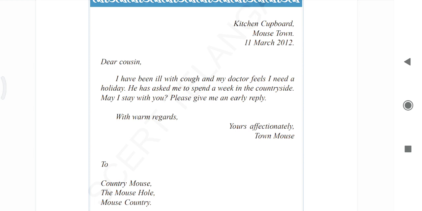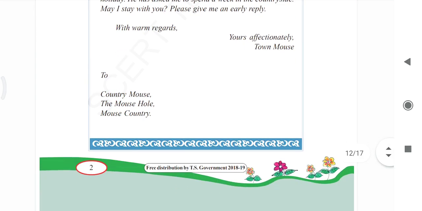So the town mouse is saying that he is not well, and his doctor advised him to go and stay in the countryside. Country here in the sense is completely a village, almost a village. So the doctor advised this town mouse to go and stay on the village side for a few days. Now this cousin is asking the country mouse's permission to come to the village side. With warm regards, your affectionate town mouse. So you have two addresses also, to country mouse, the mouse hole, mouse country.